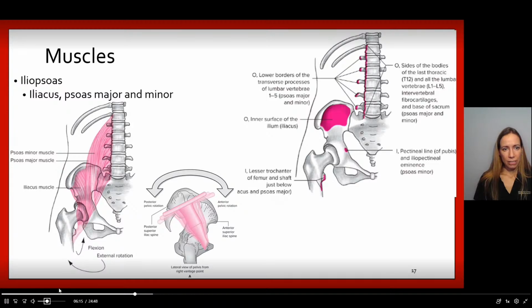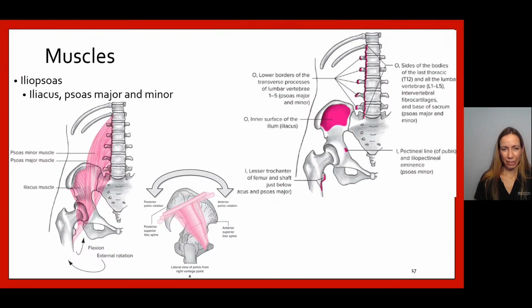If we think about its actions at the hip, so when the leg is not loaded, it is not bearing the weight of the body, then the insertion point can be our more mobile end. Concentric contraction, we're going to move this insertion point towards the origin point, and that gives us hip flexion, as well as a bit of external rotation.